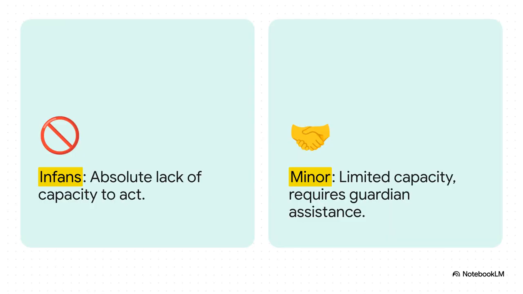Let's compare the infants to an older minor, just to put this into perspective. An infant has an absolute total lack of capacity to act. They cannot form legally binding agreements, period. End of story. A minor, on the other hand, let's say a 16-year-old, well, they have a limited capacity to act. They can engage in some juristic acts, but they strictly need the assistance or the later ratification of a legal guardian. There are a few statutory exceptions out there, but generally speaking, a 16-year-old's signature all by itself just isn't enough to legally bind them to some massive financial obligation.